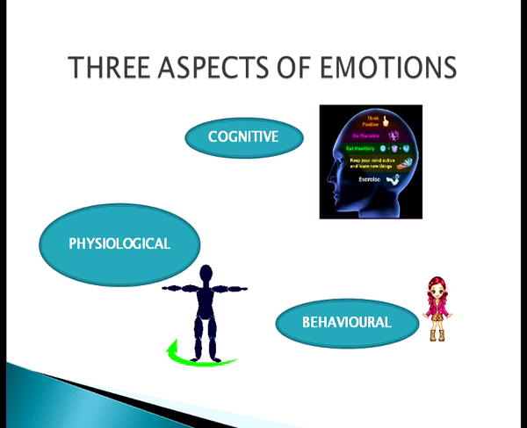When we talk about emotions, we must know that each emotion has three basic aspects. Let us discuss what these three basic aspects are. These are the cognitive aspect, the physiological aspect and the behavioral aspect. That is, whenever we are under an emotion, how the thought process works, how the body reacts to it, and how we behave under the influence of emotions. Let us discuss all these aspects one by one.